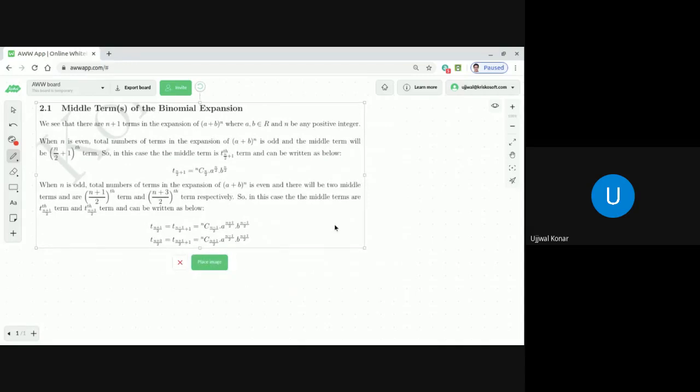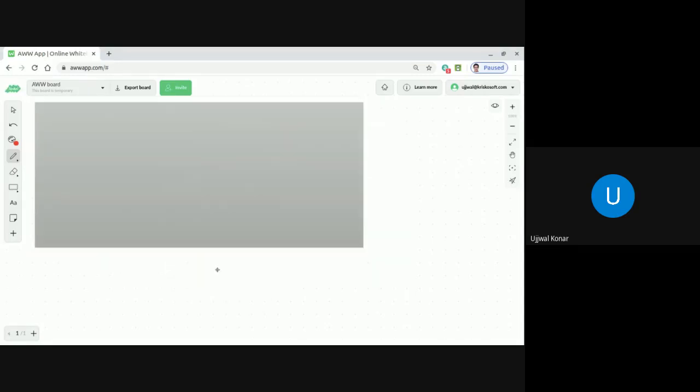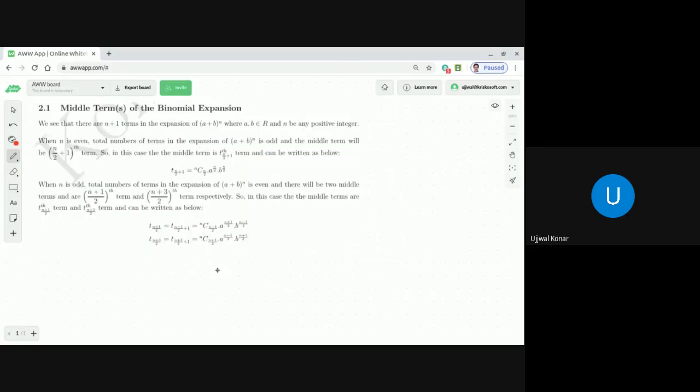As you know, if we expand (a plus b) power n, we get n plus 1 terms. Now, when n is even, the total number of terms, n plus 1, becomes odd, and there will be a single middle term, correct? And that single middle term is the (n by 2 plus 1)th term.